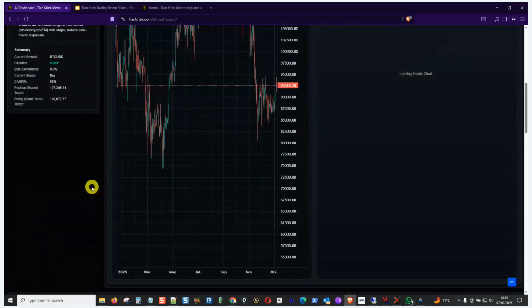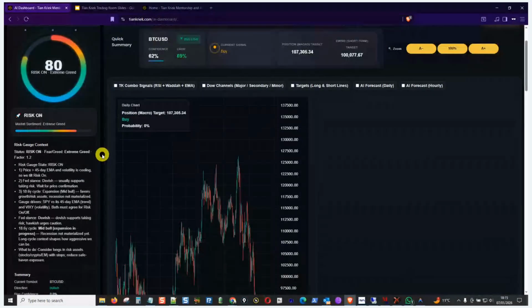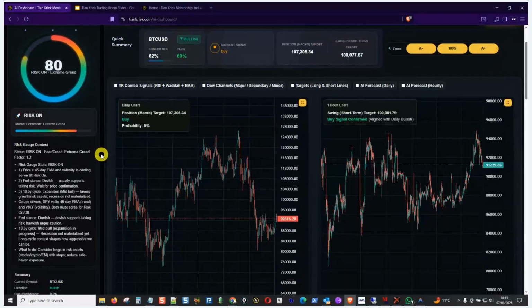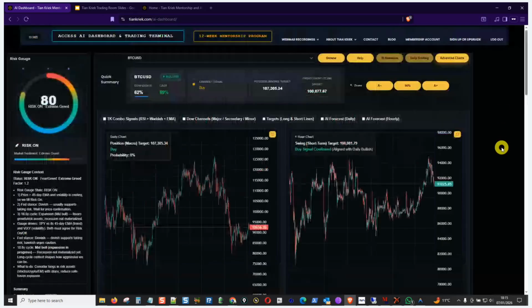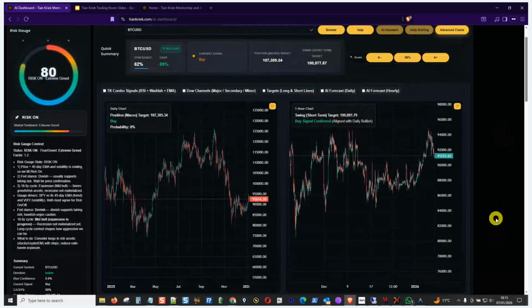Now, if you want to make it so that the charts are showing on your screen, or you just want to adjust the zoom of your screen, you can just click on the zoom minus or plus button, and then the charts will be showing up according to your screen size, because everybody's got different screens.